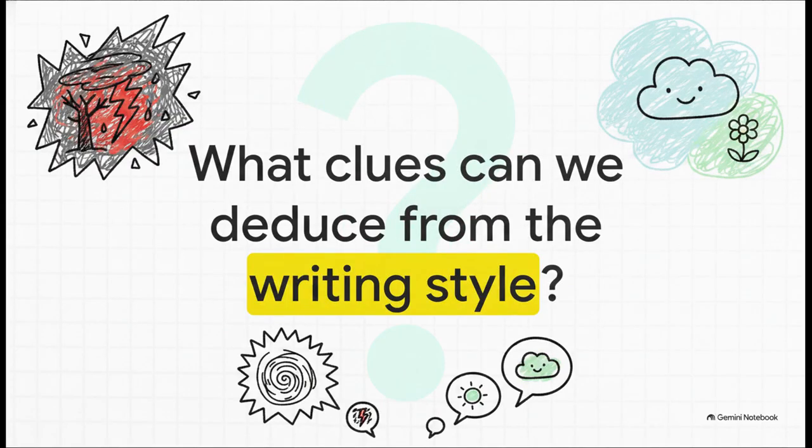And finally, what clues can we deduce from the individual words chosen to support the writer's intent? Word choice is absolutely everything. Does the author use words like catastrophic and devastating, or do they use words like unfortunate and suboptimal? The intensity of the vocabulary gives you a psychological profile of the author and points directly to their true purpose.